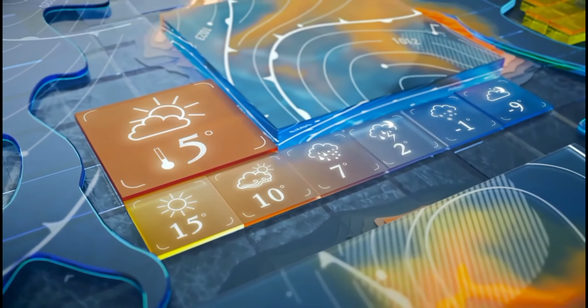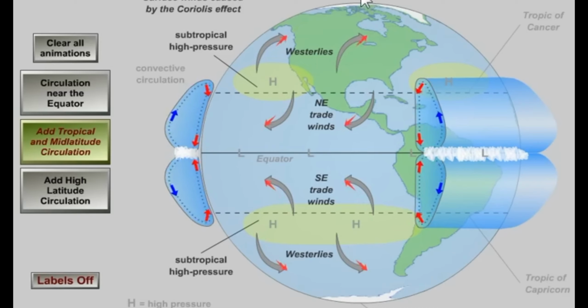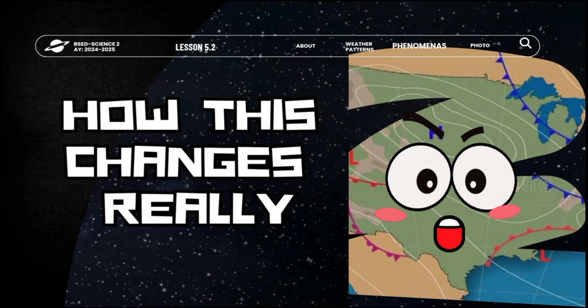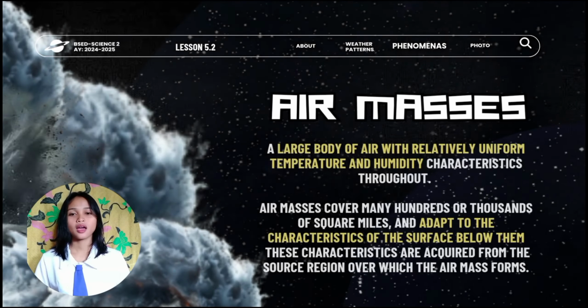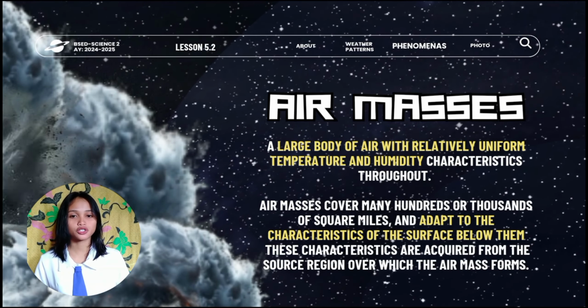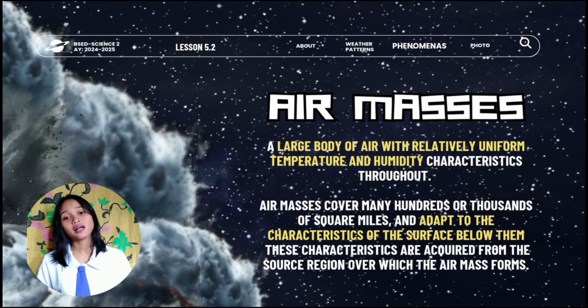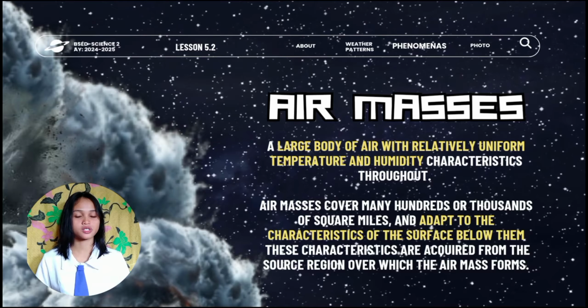We all know that weather is influenced by factors like humidity and temperature, and that global patterns of circulation and heat transfer cause huge amounts of air to move around the planet. Now, let's put this all together to talk about how these changes really happen through air masses. Air masses are large bodies of air with similar temperature and humidity throughout. They can be thousands of miles across and several miles deep, and they're moved around Earth's surface by global wind patterns.